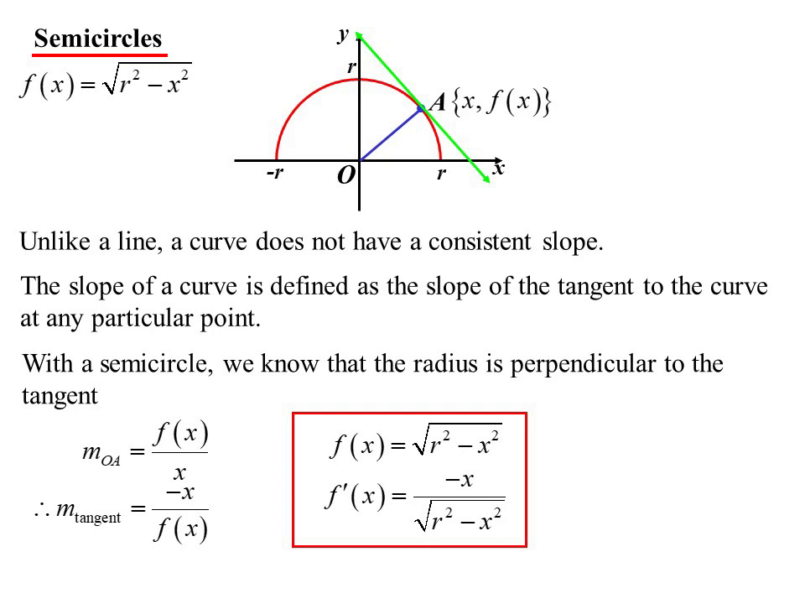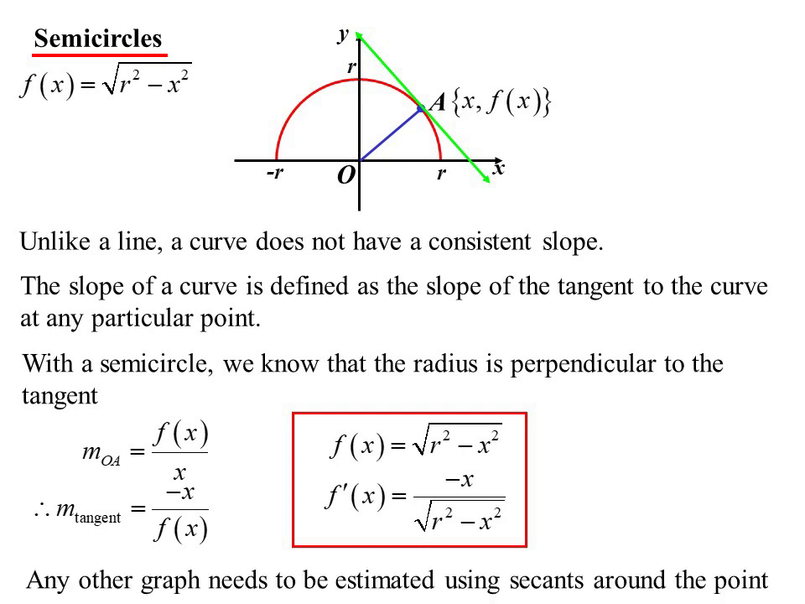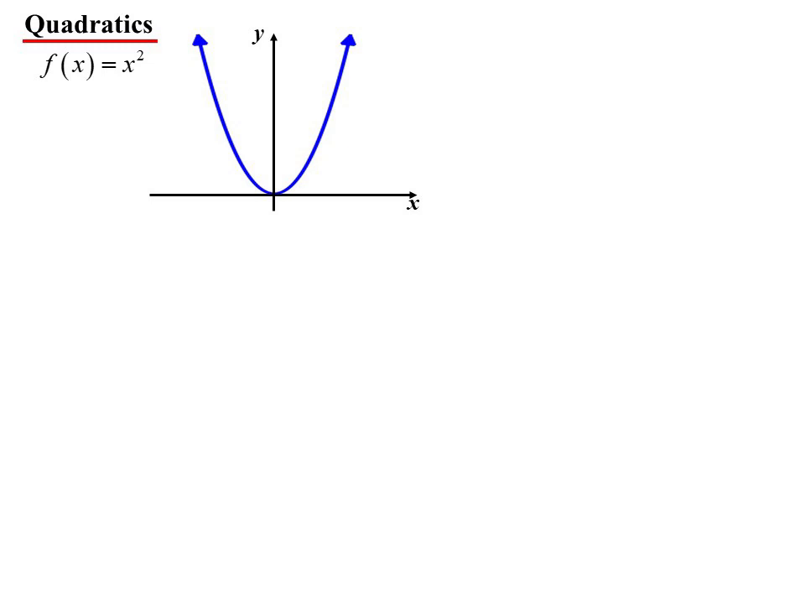Unfortunately, not all curves are as nice as that. Everything else, at this stage, we have to estimate using secants. So a secant, remember, a tangent is a line that cuts the curve in one spot. A secant would cut it in multiple spots. So let's have a look at a quadratic. What happens with our standard parabola? Function x is x squared. And let's investigate the point 2, 4. What's the slope of the tangent at that point?